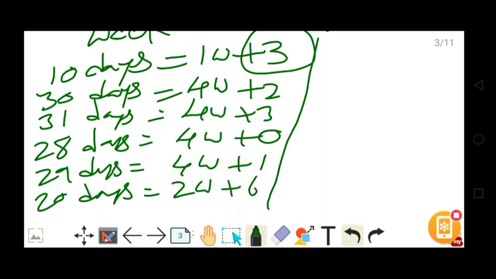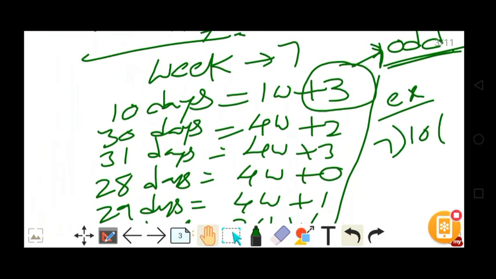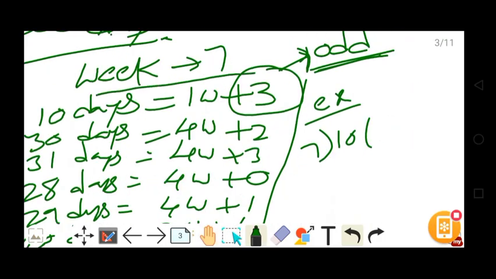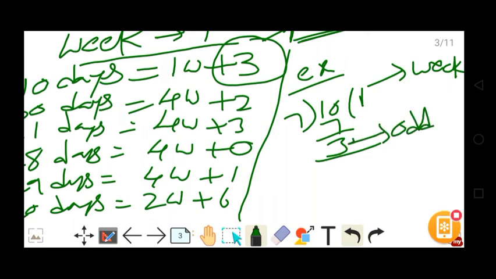If it is a normal number, you can easily guess. But if it is a higher number, how to calculate? For example, if you consider the same 10, you have to divide with 7, because we have to find out weeks. 1 week has 7 days. That's why we are dividing with 7. 7 ones are 7. Remainder is 3. That's it. Any number you divide with 7, the quotient represents the number of weeks. This remainder represents odd days.